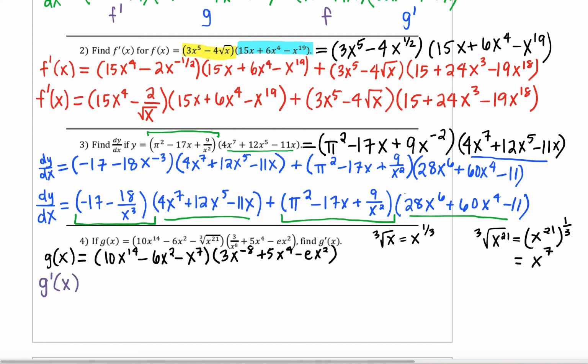Since I have a product of two functions, I've got to use the product rule. Why don't you guys pause the video here and find g prime, for example, 4 on your own first. Okay, using the product rule, I want to take the derivative of the first function.